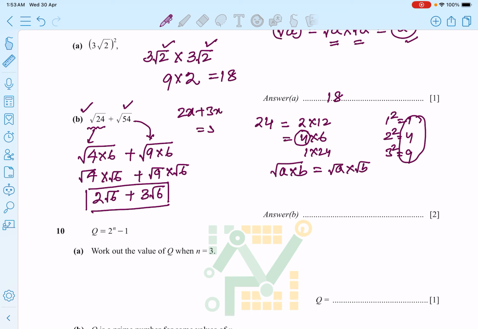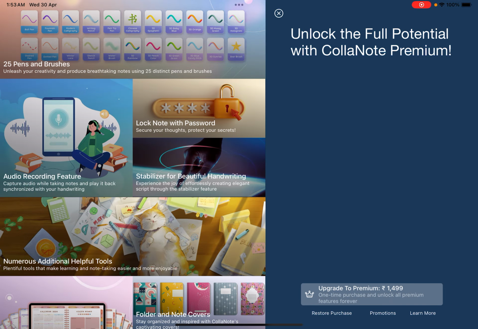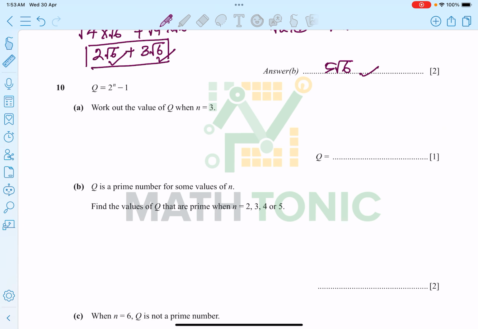What should the answer be? 5x, right? Exactly the same thing. 2 root 6 plus 3 root 6 means the answer should be 5 root 6. Did you understand, everyone? Easy? Okay, next question. Next question is given that q equals 2 power n minus 1.